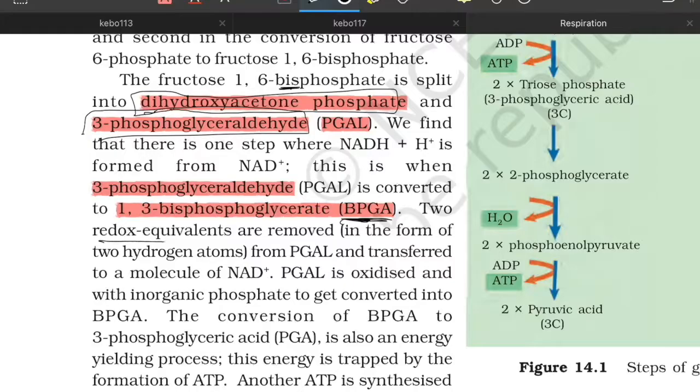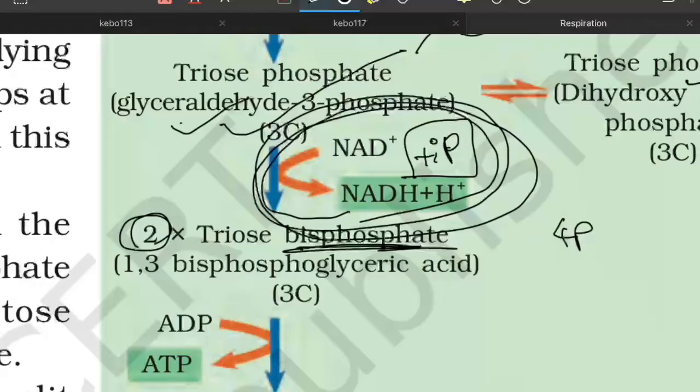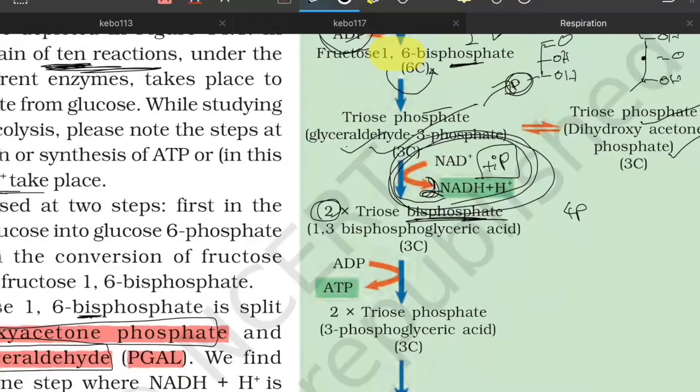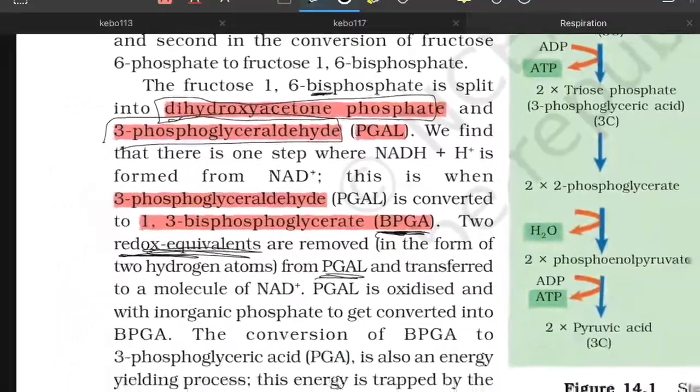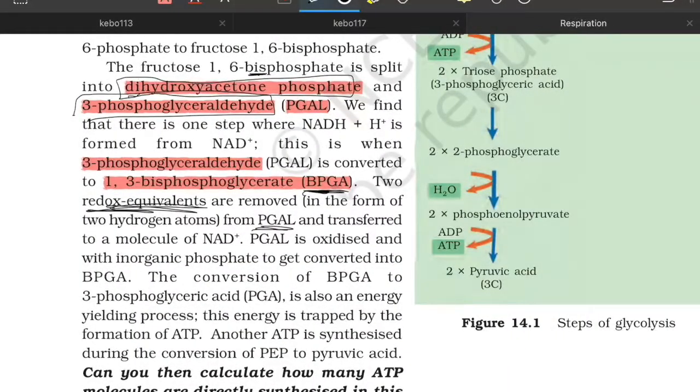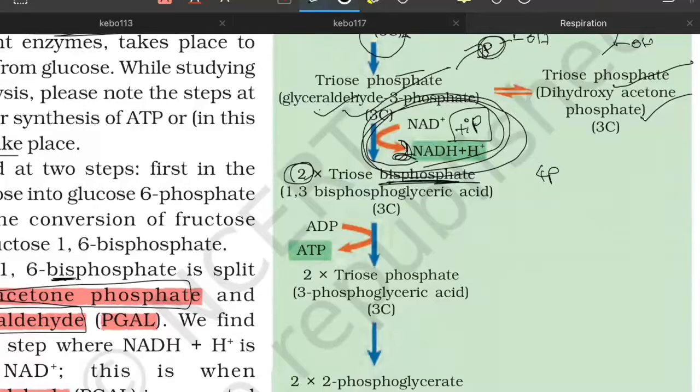2 redox equivalents are removed from PGAL, and 2 NADH are formed. That is what they are saying. 2 NADH are formed. Why? There are two molecules of triose phosphates, so two are formed. PGAL is oxidized with inorganic phosphate to get BPGA. Okay, that is given in NCERT. The conversion of bisphosphoglyceric acid to 3-phosphoglyceric acid is also an energy yielding process. So there are two consecutive energy yielding processes. First we get NADH, and then we get ATP.